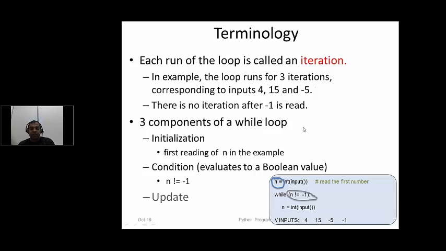And the third component is the update expression. The update expression is very important because it changes values of variables that are used for computing the Boolean condition, or that dictate the termination of the loop. In our simple example, it is another reading of n. But in general it can be any expression. I could say n is now 2 times some other variable, or n is 2 times whatever the user has given, and so on. So these are 3 important components.